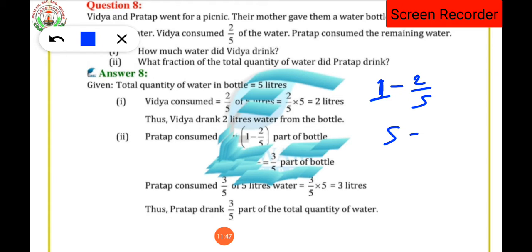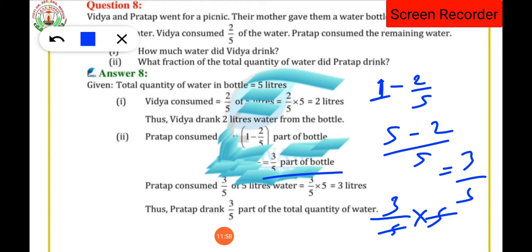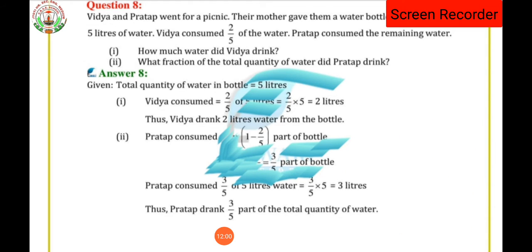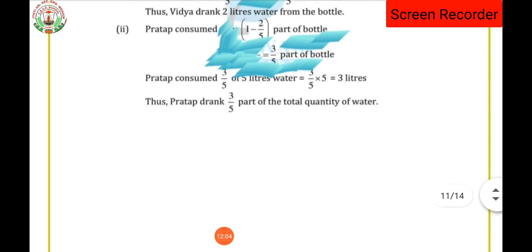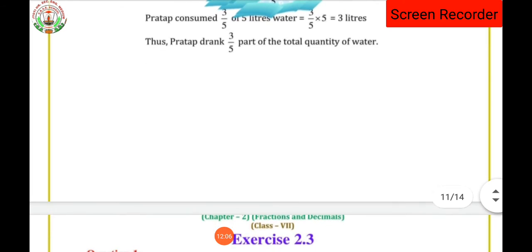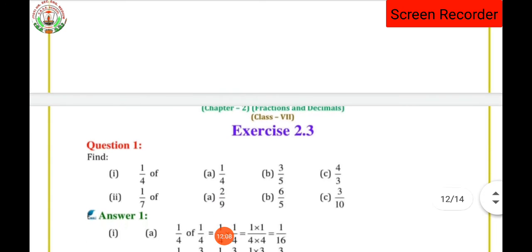So here 5 minus 2 upon 5. So here it will become 3/5 of the bottle. Clear? 3/5 of the bottle, that means 3/5 into 5 liter. So 3 liter. So how much Pratap is going to drink the water, that is 3/5 of the total quantity, that is 3 liters. Clear?